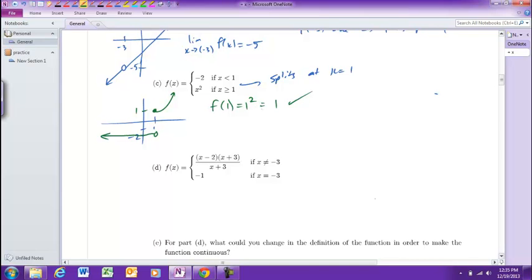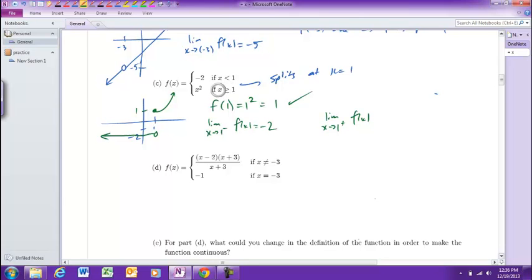It's equal to 1. But if I look for the limit as x approaches 1 from the left, I'm looking for x values slightly smaller than 1, so that's x values over here. And the y value that I'm always getting is -2. So this limit is giving me -2. When I'm following along with x values less than 1, my y value is -2.